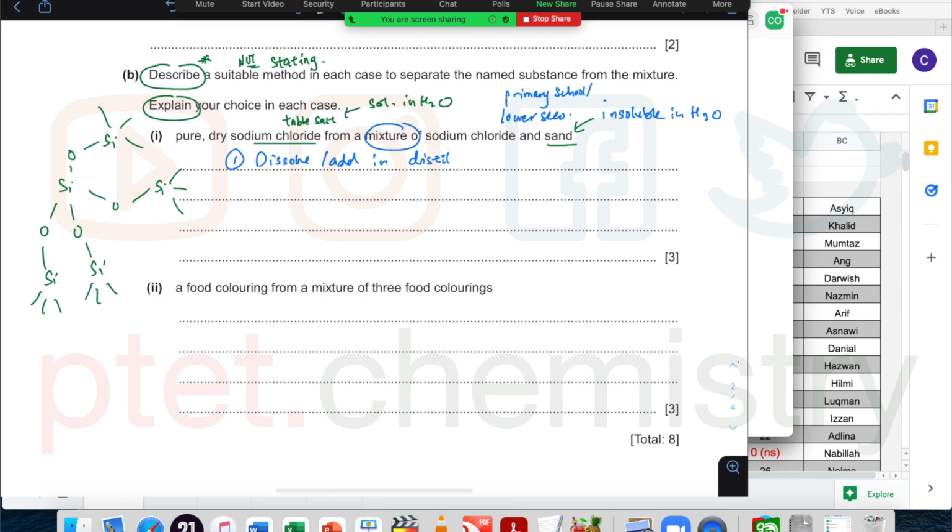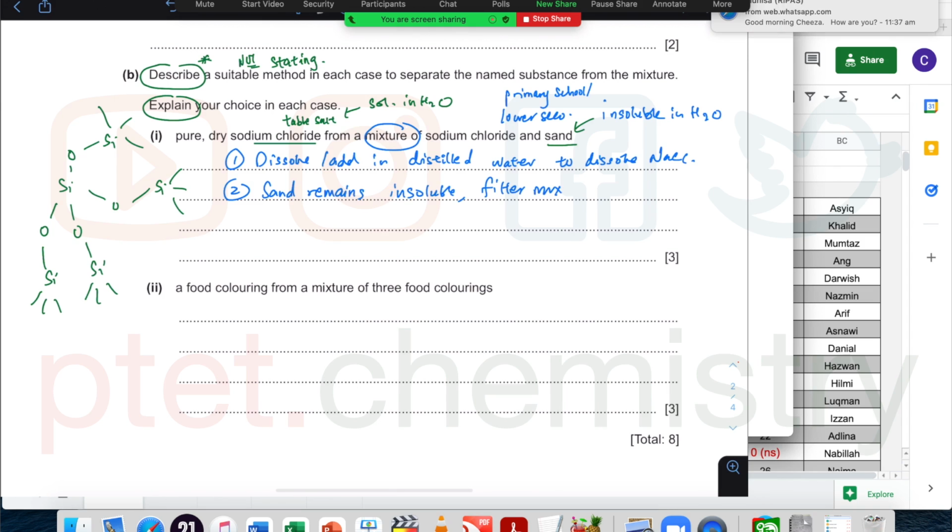In our laboratory, you never use any tap water, you use distilled water, and then dissolve the sodium chloride. But we know sand is insoluble, so sand remains insoluble. Therefore we can filter the mixture. When we filter the mixture, sand is collected as residue. Residue, the definition in your syllabus, yeah? Residue is the solid left behind on the filter.